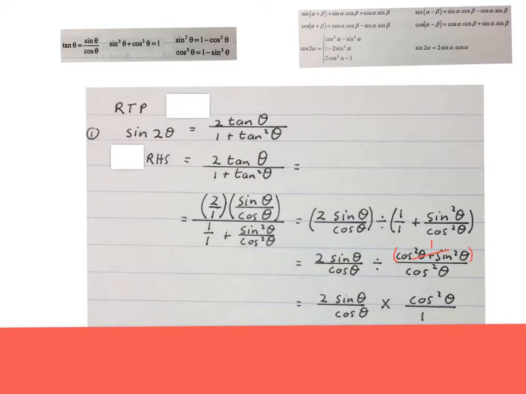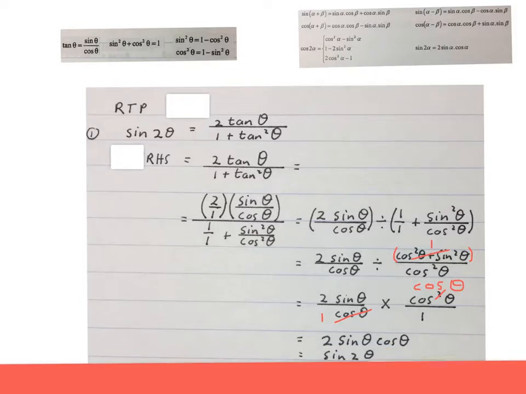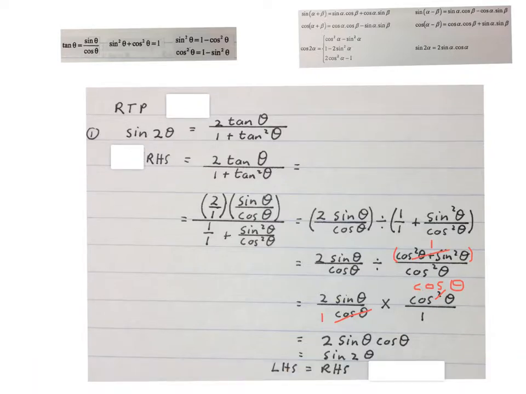Now I can cancel. Cos goes into itself once, and I can cancel that square up there, which will leave me with a cos theta up there. Now I can just multiply, which will give me 2 sine theta cos theta over 1, which I don't have to write. And that's equal to sine 2 theta, which I wanted. Then you have to write left-hand side equals right-hand side. Please stop the video and get your brain around this one.